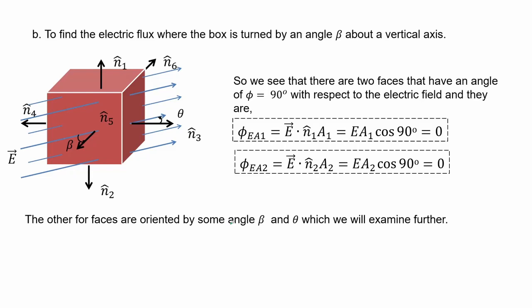For letter B, to find the electric flux where the box is turned by an angle beta about a vertical axis, refer to the figure for more details of beta position. So we see that there are two faces that have an angle of phi equals 90 degrees with respect to the electric field, and they are area 1 and 2. These areas will produce 0 electric flux. The other faces are oriented by some angle beta and theta, which we will examine further.